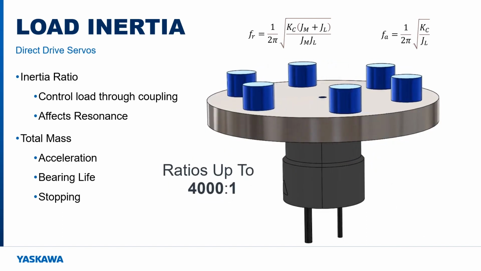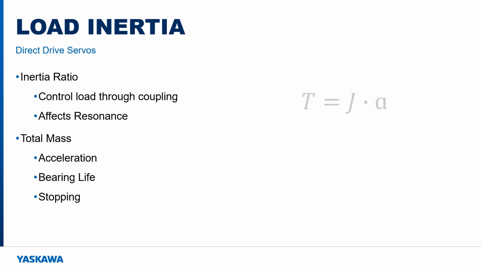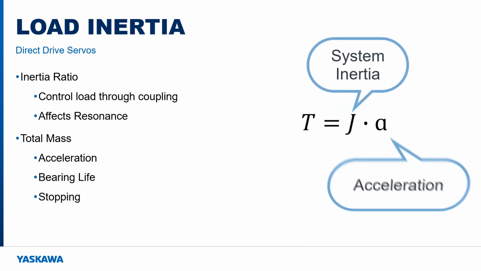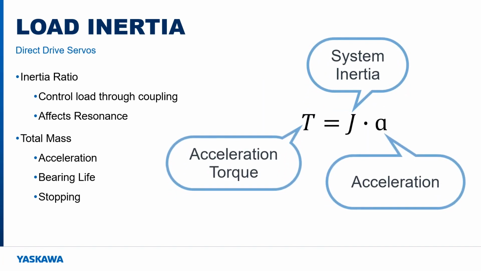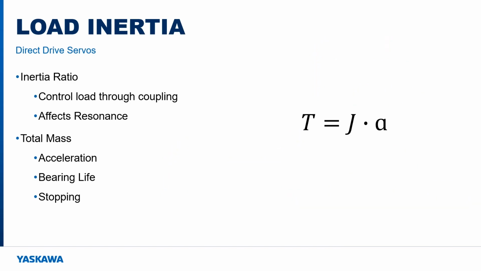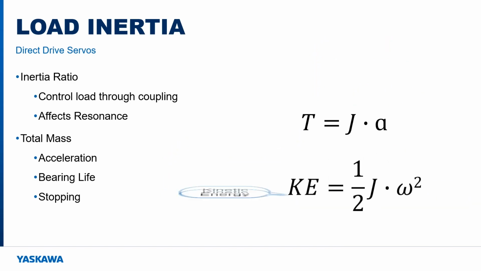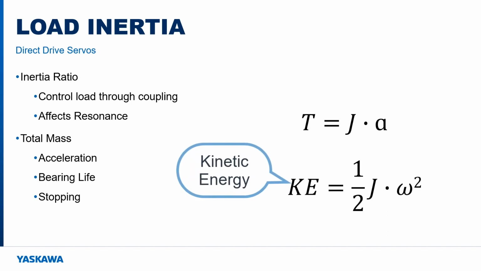Load inertia is nevertheless important for direct drive motors as it limits the acceleration and deceleration rate according to Newton's law. It also affects bearing life. The low friction in a direct drive motor means that nearly all the power to stop a moving load must be supplied by the electronic drive system, which can also limit the maximum load.